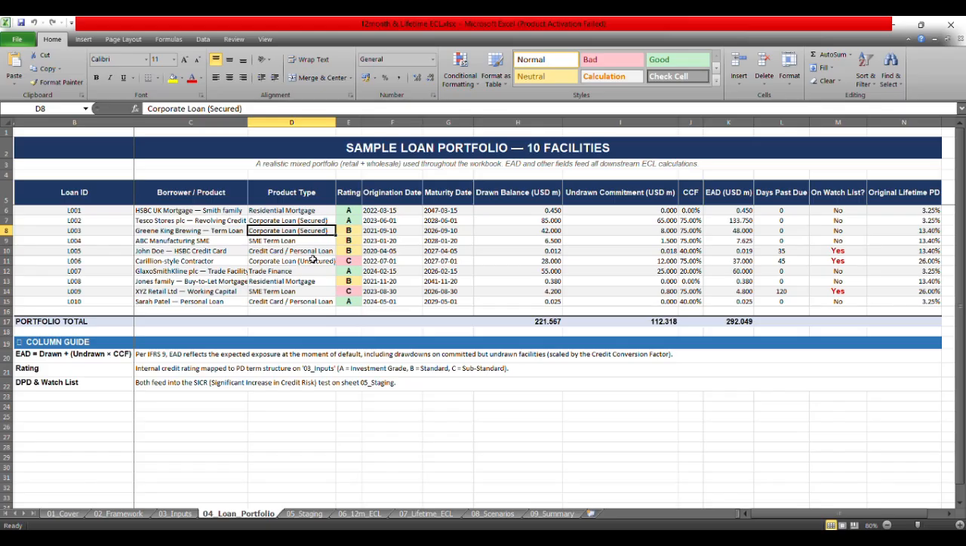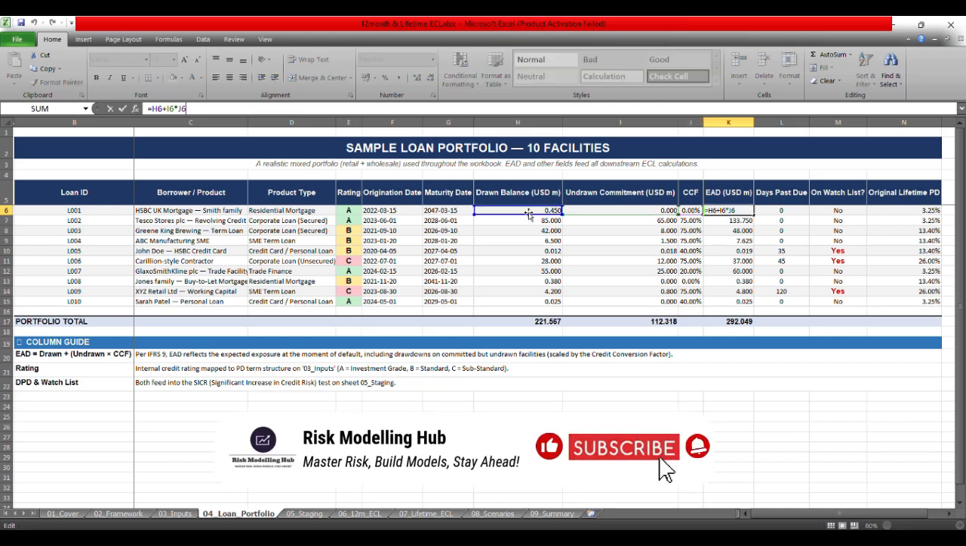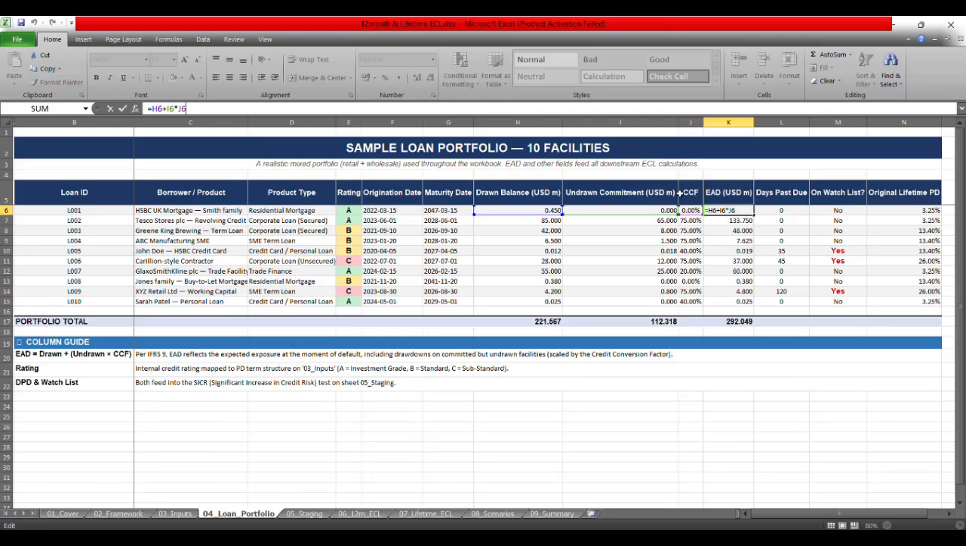loans, a trade finance facility for GlaxoSmithKline, this one, trade finance, and then you have the 2 retail exposures, a credit card and a personal loan. For each loan here, you see that I have captured the drawn balance, the undrawn commitment, and the CCF that is being applied over here. And then I calculate the EAD. You can see from the formula as well, the drawn balance, the undrawn commitment, and the CCF combination is applied in this EAD formula, and then we calculate the EAD.